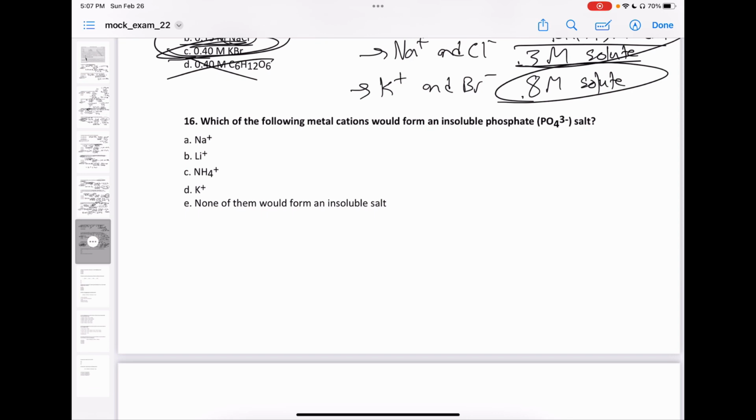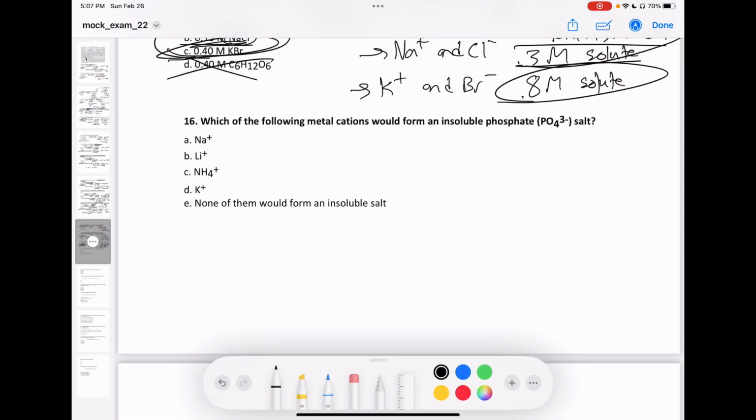Which of the following metal cations would form an insoluble phosphate salt? Okay, so this one's pretty easy as well. We know that from our solubility rules, all group 1 metals and the ammonium ion are always going to be soluble no matter what. This is group 1, this is group 1, this is always soluble, and this is group 1. So you know none of these are going to be insoluble.